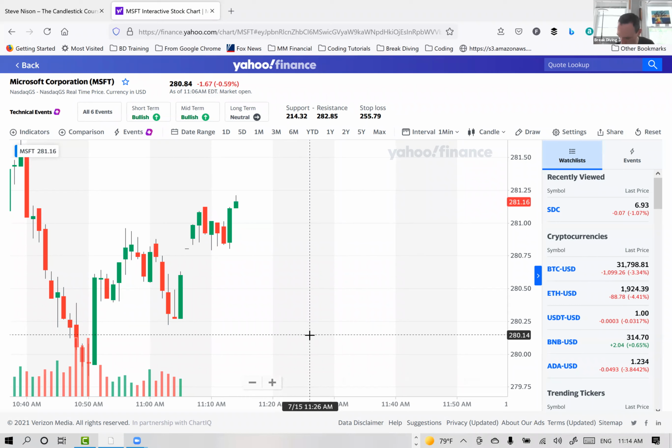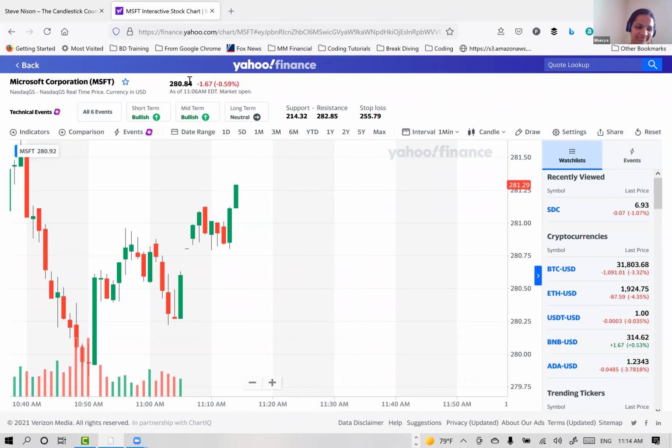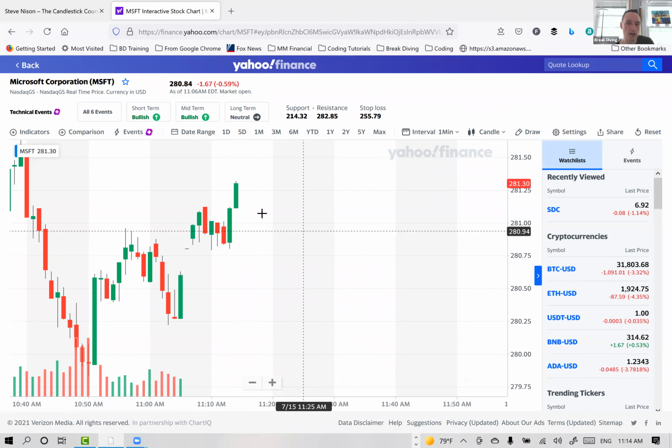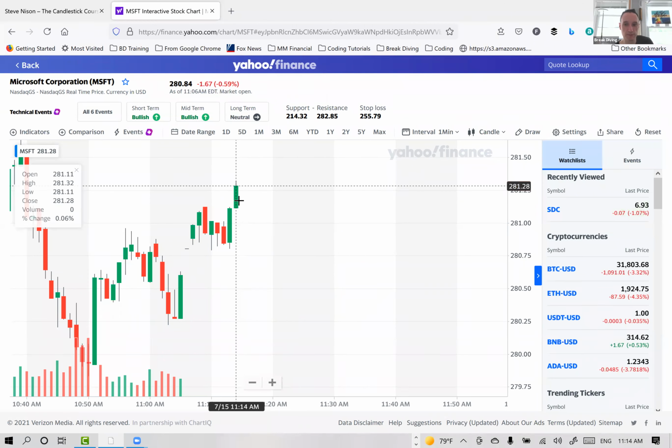Okay. Let's see, 280.84. And why is the price not changing in real time? No, I bought it at 281.11. What? Okay, 281.11. Okay, let's keep looking at it. We got another bearish belt hold, so I'll hold.